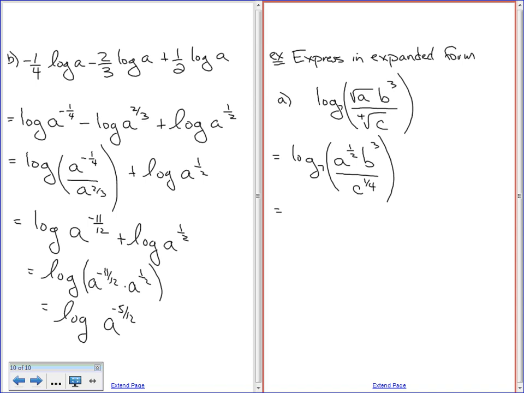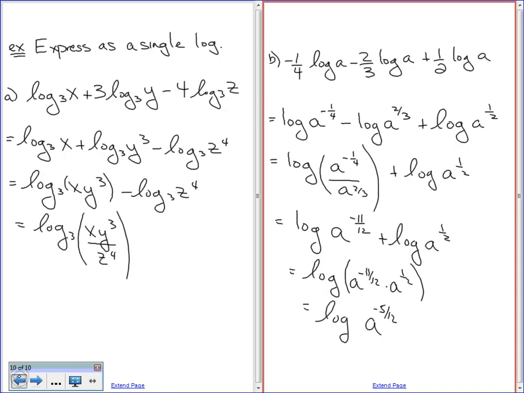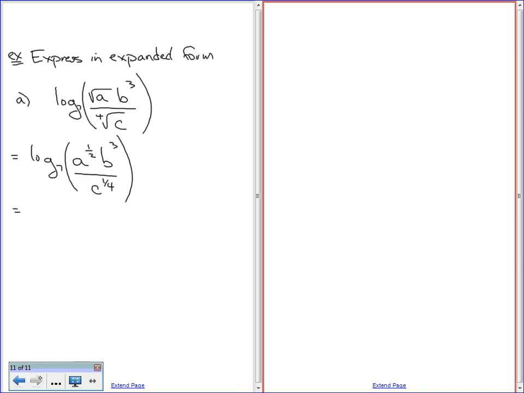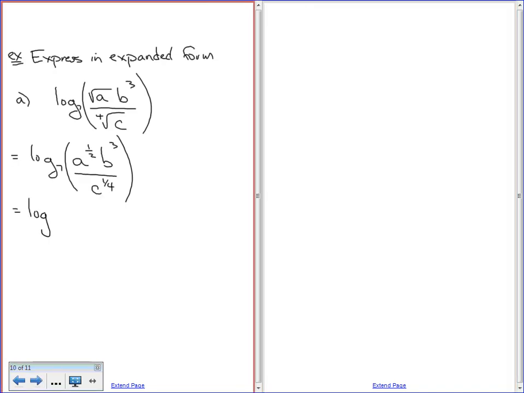Which law can I use first? Right, the second one. The second one says if I have the log of something divided by something, going back over here, so the log of something divided by something, I split it up into the log of the first guy, subtract the log of the second guy. So that's what I'm going to do here. It becomes the log of the first part, subtract the log of the second.